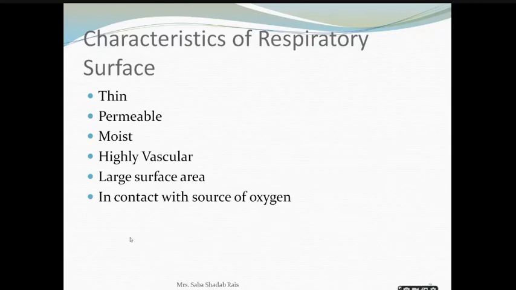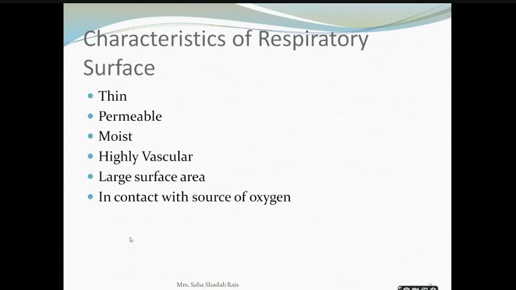Now, what must it be permeable for? It must be permeable for the gases. Which type of gases? It must be permeable for oxygen. It must be permeable for carbon dioxide. So the first thing we have learned is that it must be thin, because if it is thin, it becomes easy for the gaseous exchange.